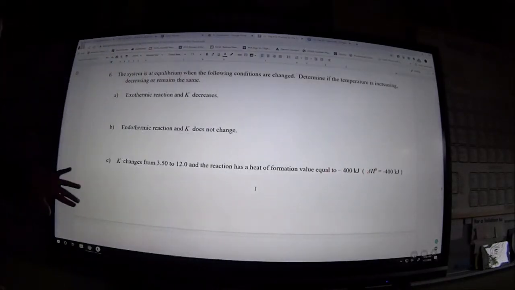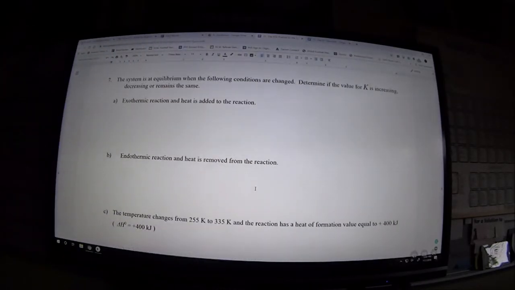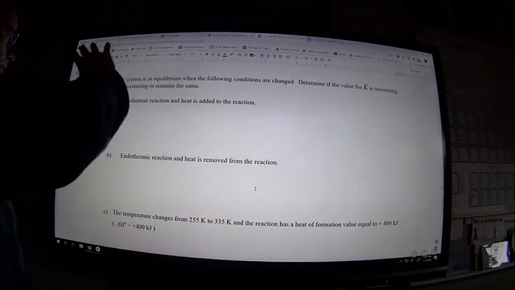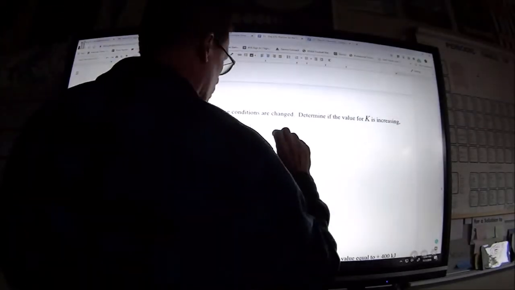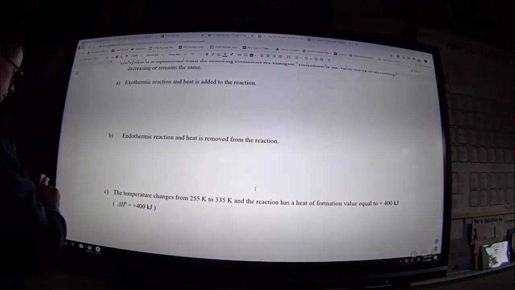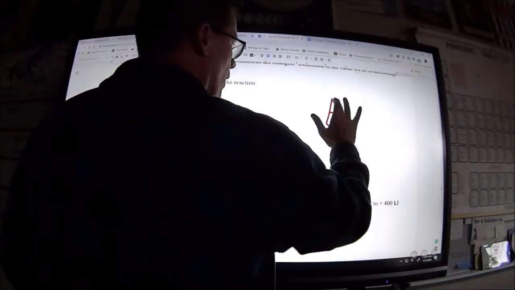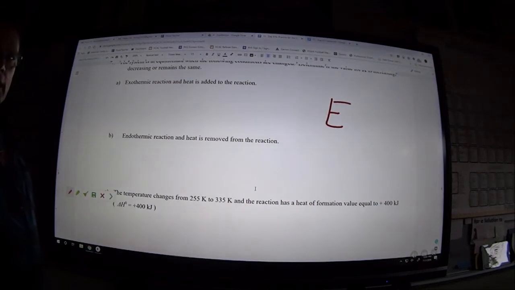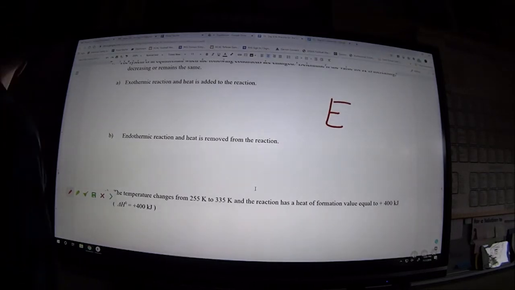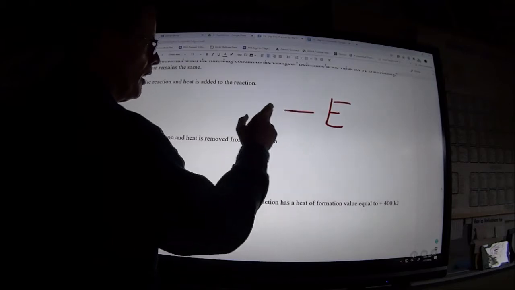Now we got another scenario. The system is at equilibrium when the following conditions are changed. Determine if K, the equilibrium constant, is increasing or decreasing. So it's exothermic, so that means heat is on the right. And it says that we're adding heat, so which way are we shifting, to the left or to the right? Left. So we're shifting away.